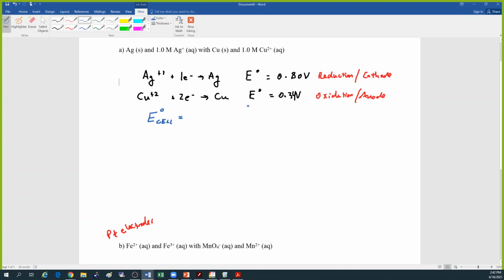I'd subtract 0.34 from 0.8 to get it. Just the bigger one minus the smaller one, basically. And that's what, 0.46?